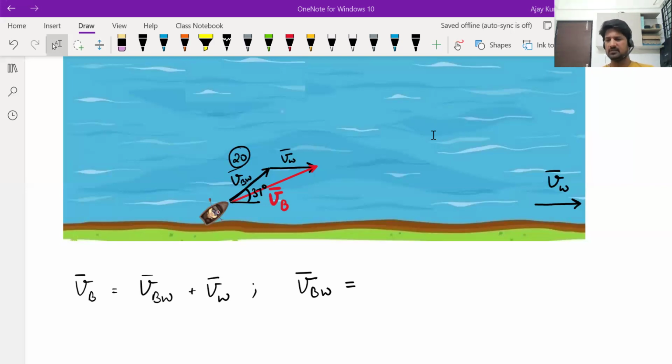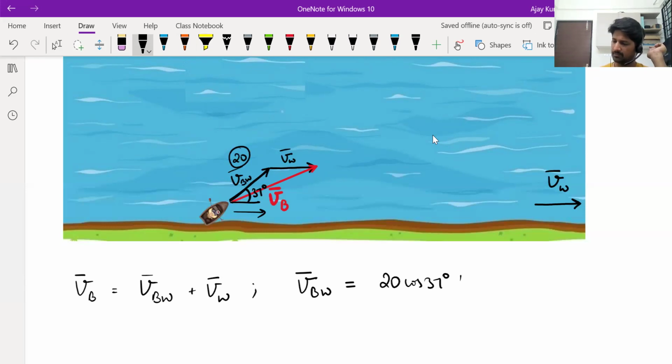VBW cos theta. See, generally, any vector whose magnitude is V and makes an angle theta with some direction, if you want the component in that direction, it will simply be magnitude V multiplied with cos theta. So here, the angle with x-axis is 37, so the x component will be 20 cos 37 degrees. And that will be to the right.